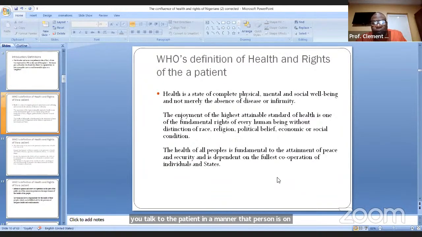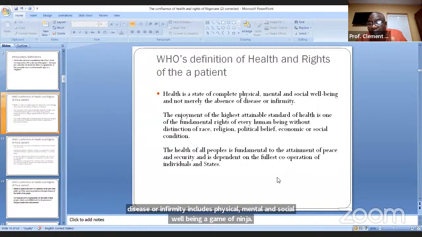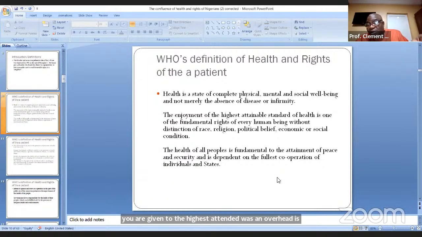Again, you must know that. The enjoyment of the highest attainable standard of health is one of the fundamental rights. We're looking at the confluence of health and rights. It's one of the fundamental rights of every human being, without distinction of race, religion, political belief, economic or social condition. Which means that the same way we attend to a big man is the same way you attend to the man you say is not a big man.